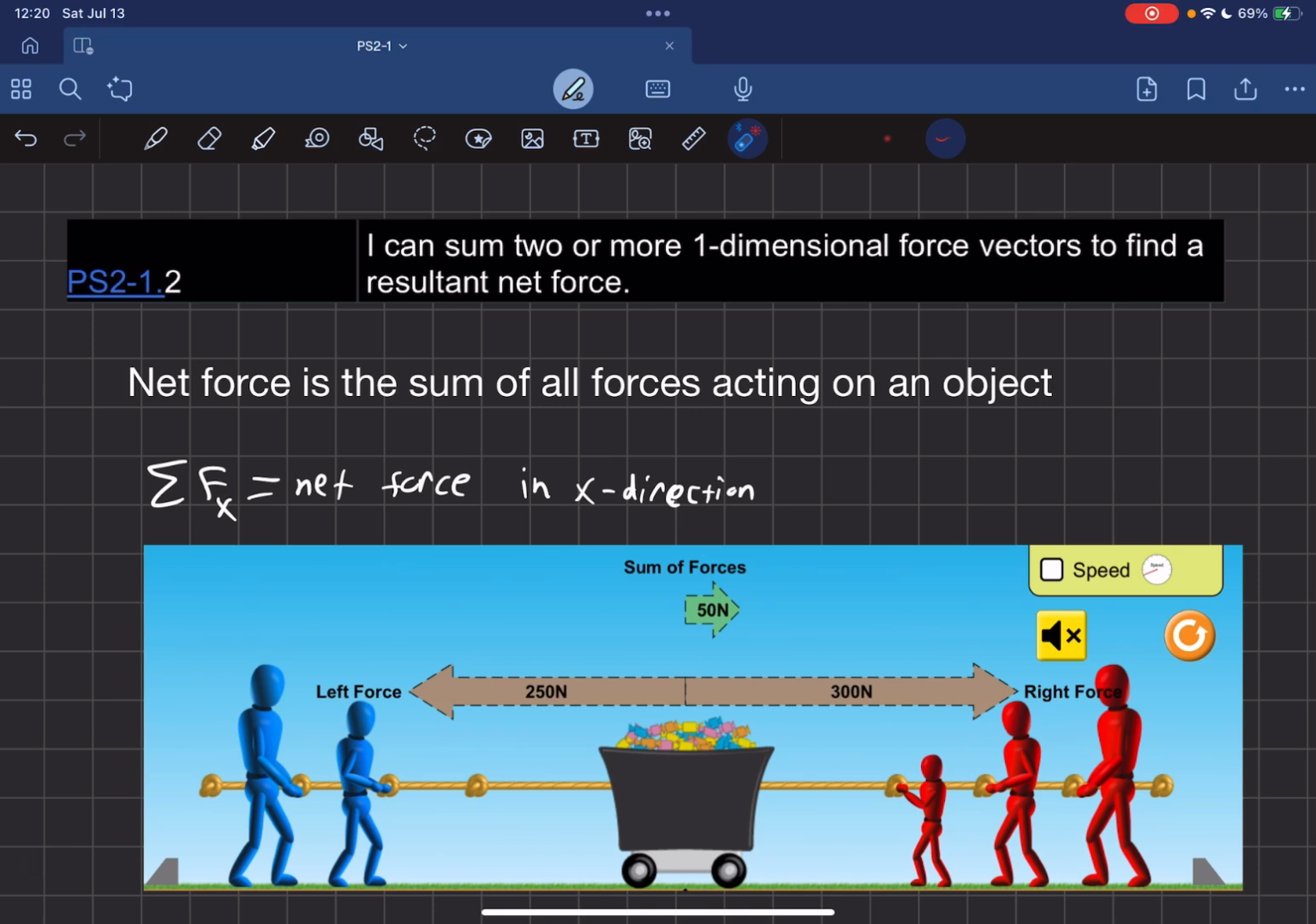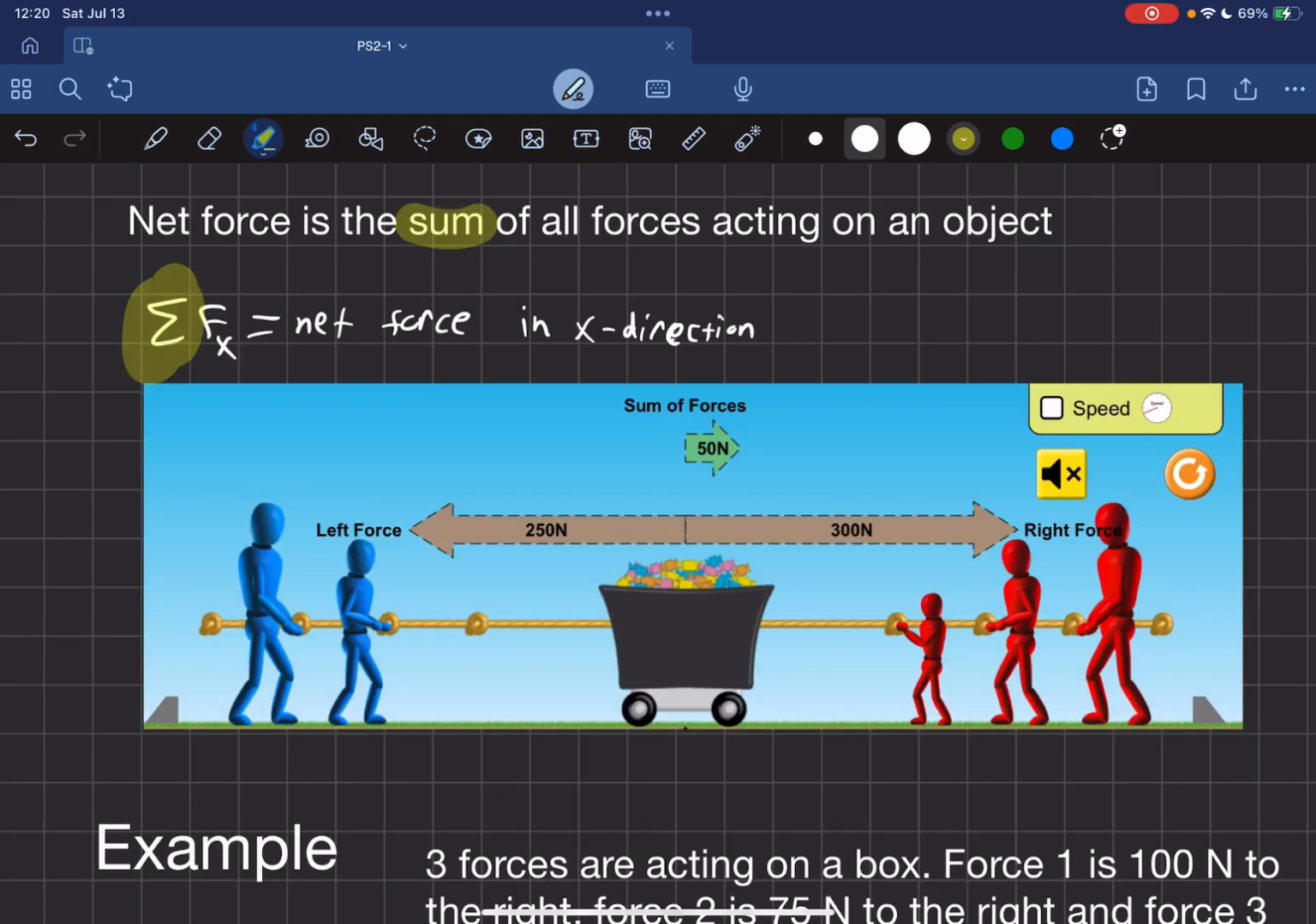The next learning objective when dealing with forces is: I can sum two or more one-dimensional force vectors to find a resultant net force. One keyword here is net force. We need to understand what that means. So the definition of net force is the sum of all forces. Sum is just a math word meaning add up. The idea is that we're just going to add up all the forces, and that's going to be the net force.